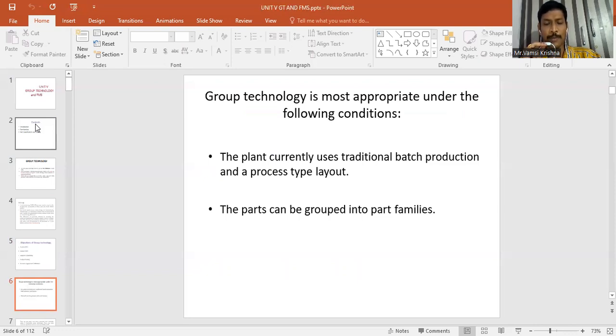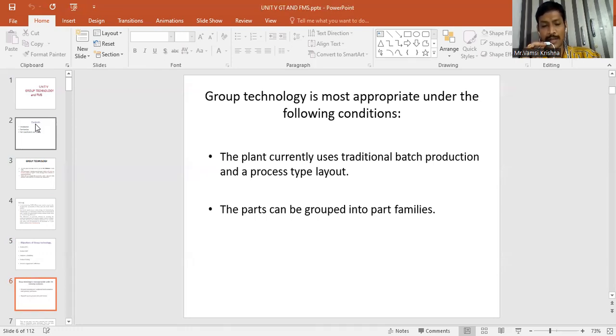Group technology is most appropriate under the following conditions where organization is mostly batch production. Batch production means you have medium product variety and medium number of products to be produced, and the parts can be grouped into part families. There are certain categories where it is almost impossible to categorize part varieties into part families. In such cases, group technology is not very efficient. But mostly, this is successfully used in most of the organizations because most of them are batch production only.